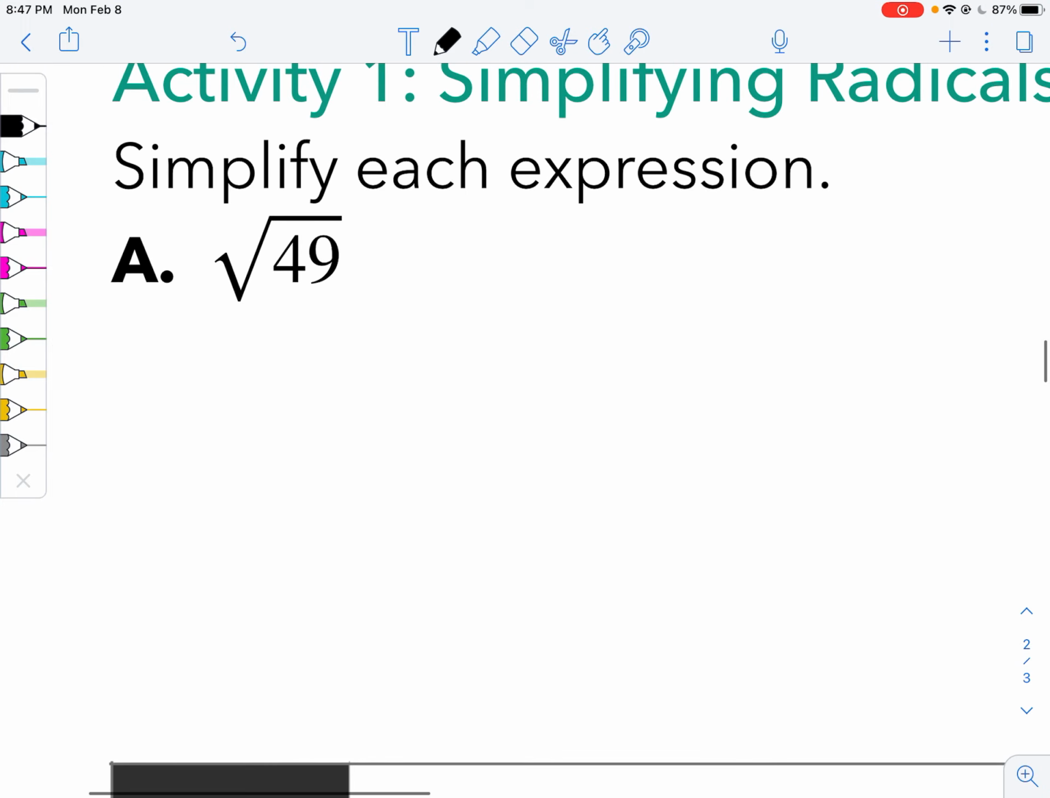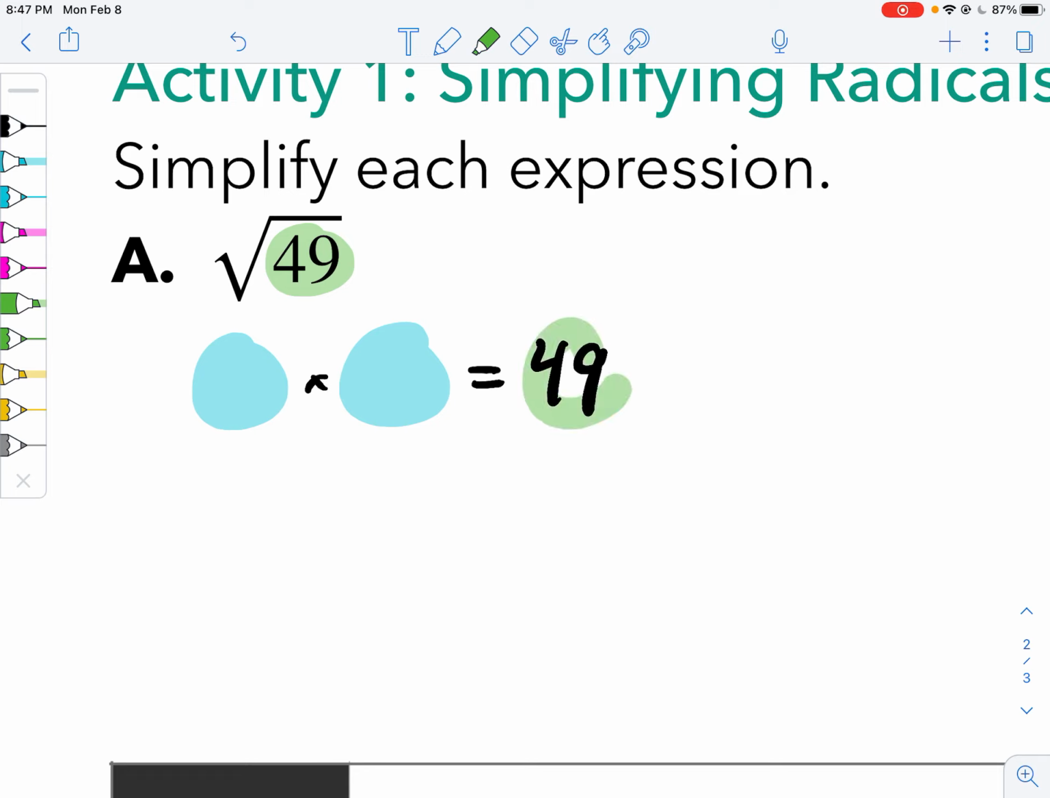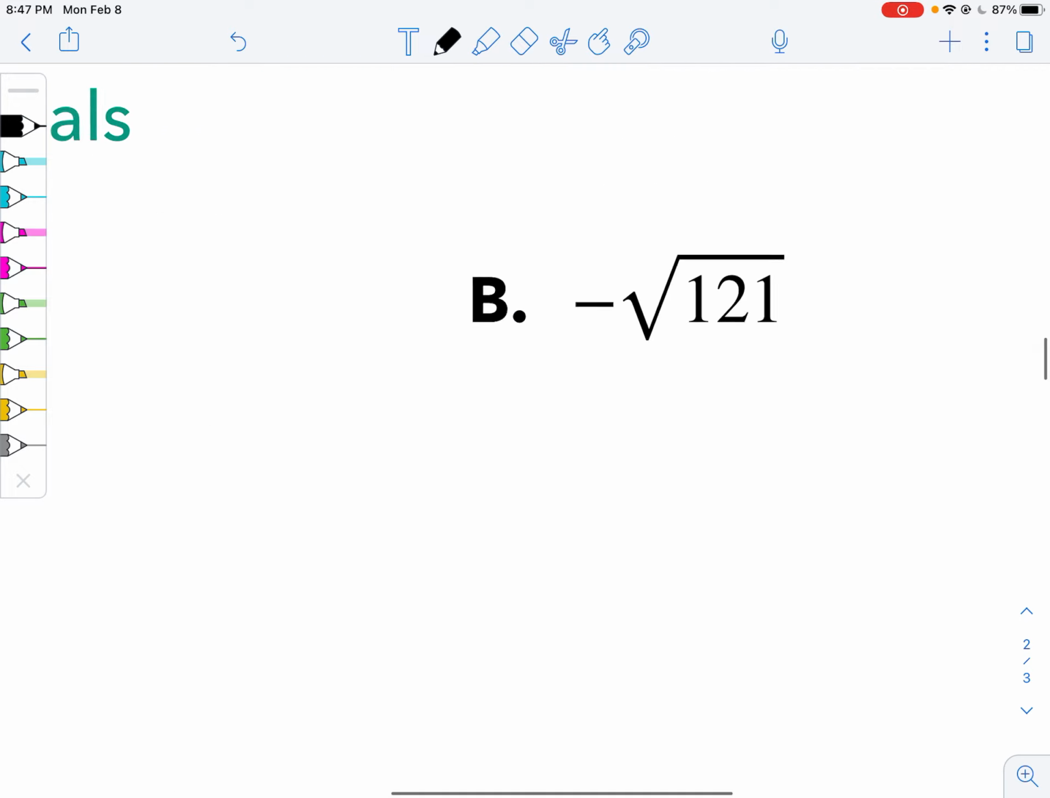Okay, cool. Here it is. What is the square root of 49? Well, I need to think of a number that, when I multiply it times itself, I get 49. What number, when multiplied by itself, will give me 49? Well, 7 will. 7 times 7 is 49, so the square root of 49 is 7. Next.